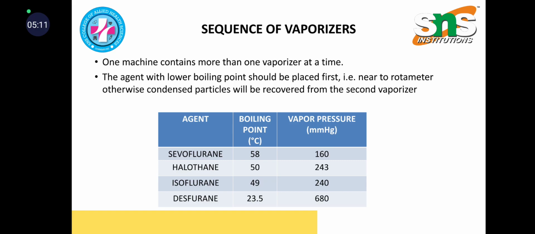Sequence of vaporizers. One machine contains more than one vaporizer at a time. The agent with the lower boiling point should be placed first, near the rotameter. Otherwise, condensed particles will be recovered from the second vaporizer. So this table shows the boiling point and vapor pressure of sevoflurane, halothane, isoflurane and desflurane.